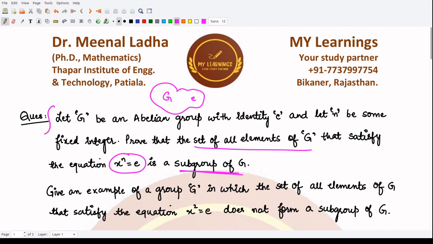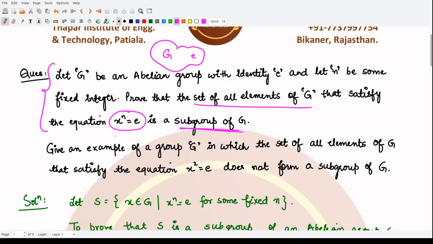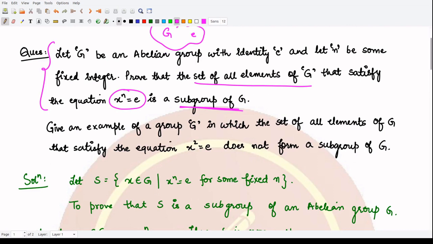Now let's first of all focus on this question. Here we name this set S such that it contains all the elements of the group G, where G is an abelian group, such that we have this condition satisfied, where n is some fixed integer: x raised to power n is E. So we have to prove that S is a subgroup of this group G.